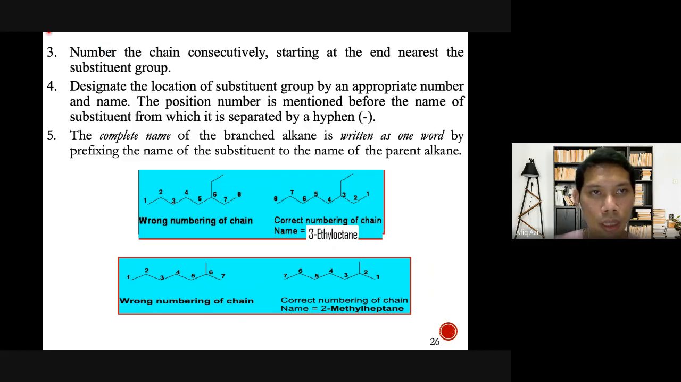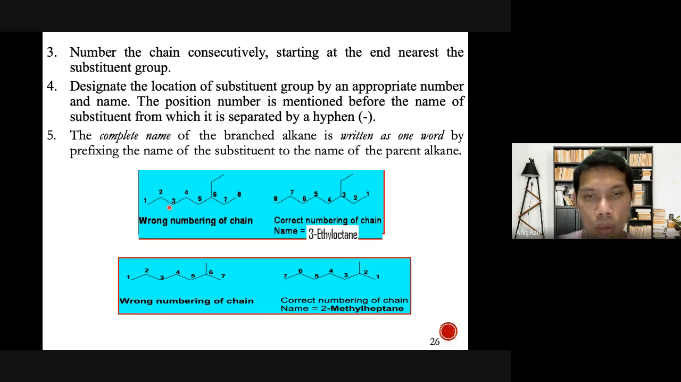So what rules number 3, 4, and 5 say is, let's say you have this structure having 8 carbons. 1, 2, 3, 4, 5, 6, 7, and 8. And this one also, basically the same thing, but you start counting from this side. 1, 2, 3, 4, 5, 6, 7, and 8. And this is considered wrong because rule number 3 says to number the chain consecutively starting at the end nearest to the substituent group. So what is a substituent group? A substituent is any branching that is available on the straight chain.